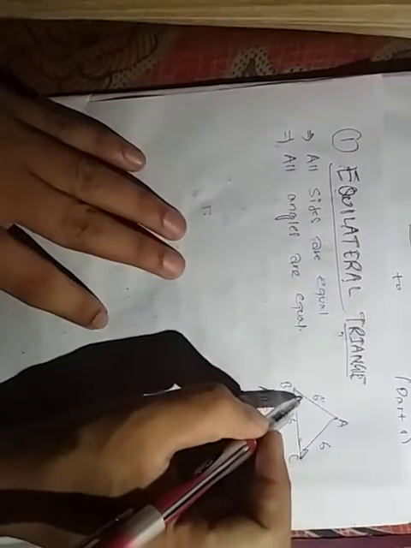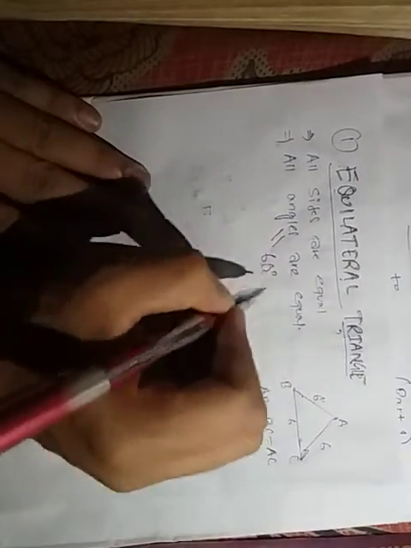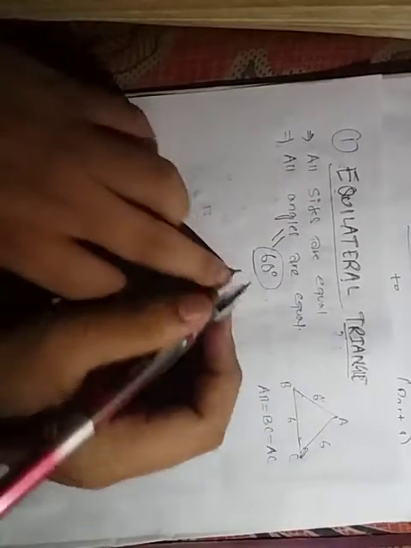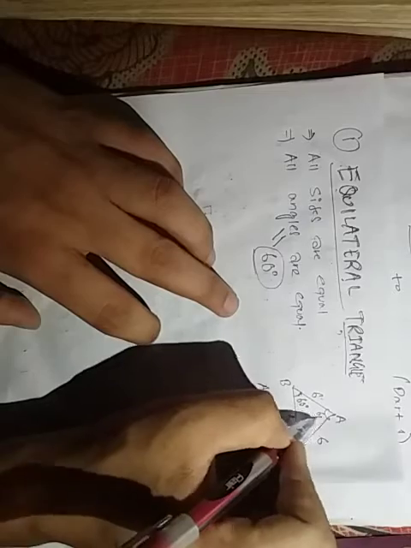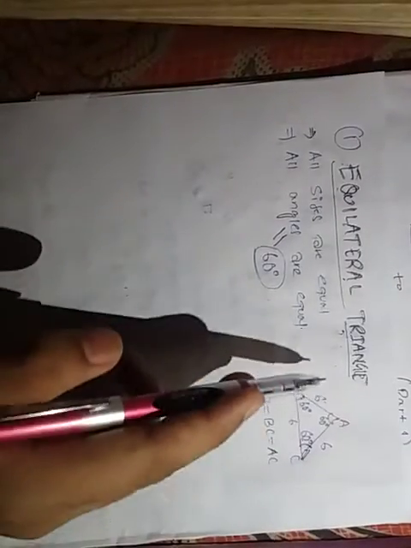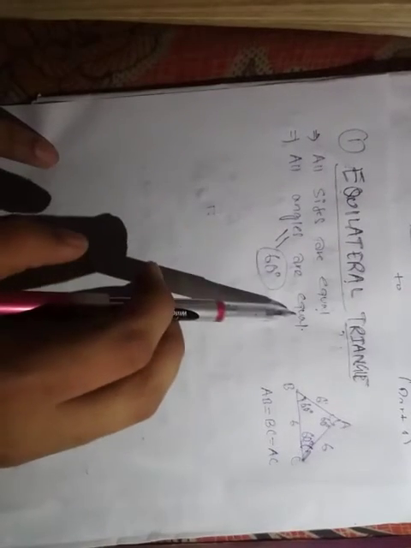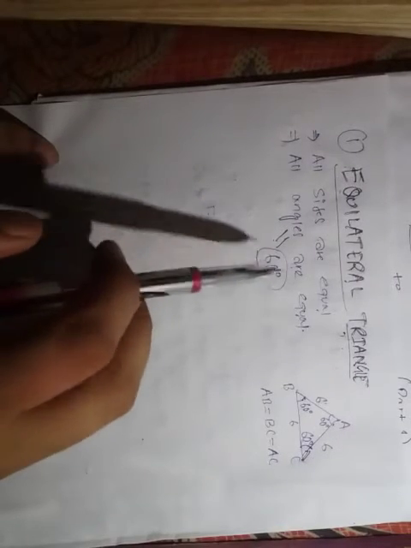That means in an equilateral triangle the angle is always equal to 60 degrees, remember that. All the angles will be equal to 60 degrees. That means if this is 60 degrees, this will also be 60 degrees, and this will also be 60 degrees. So in an equilateral triangle all sides are equal and all angles are also equal, and each angle is equal to 60 degrees.